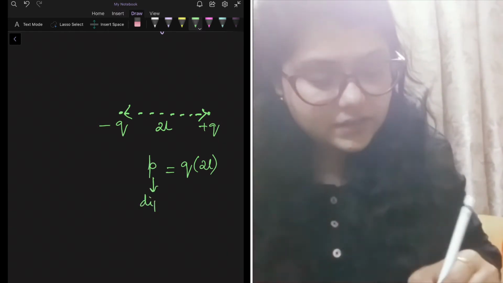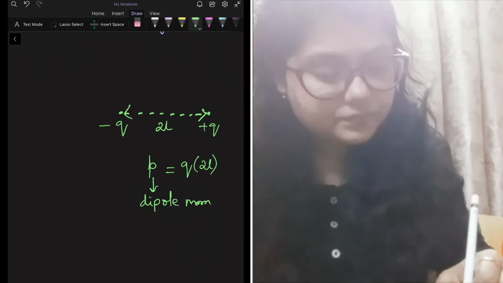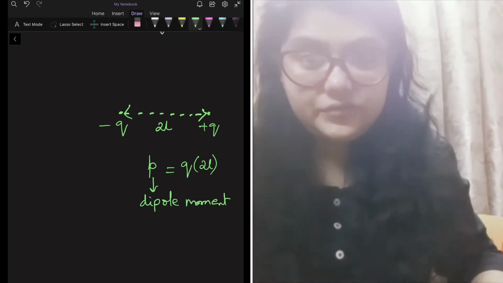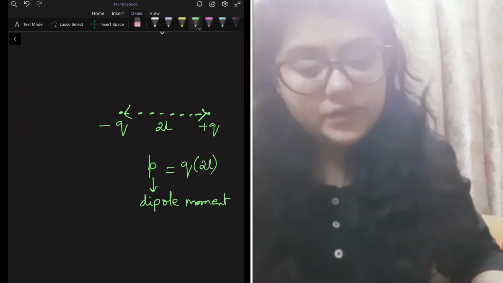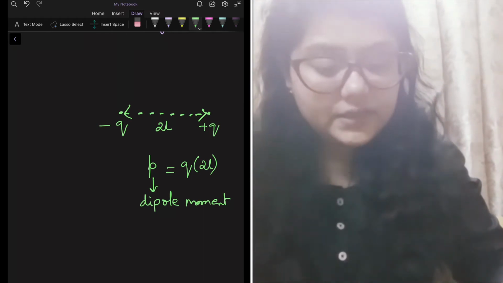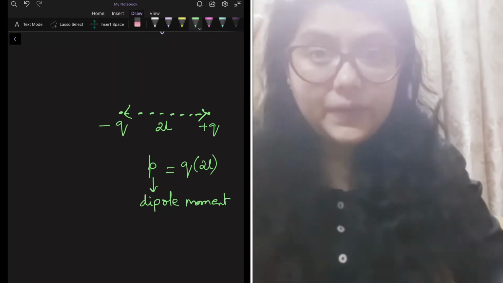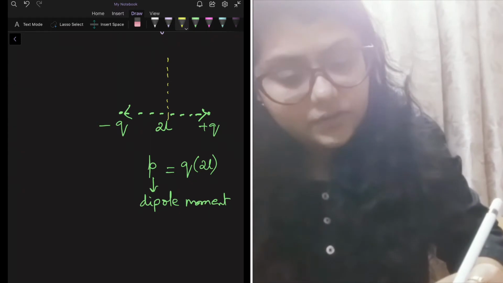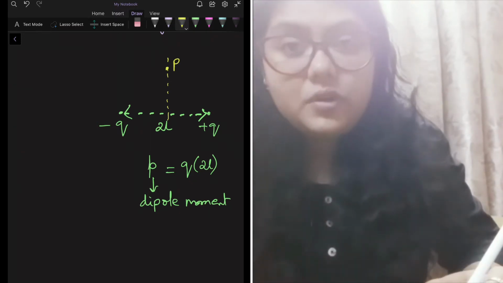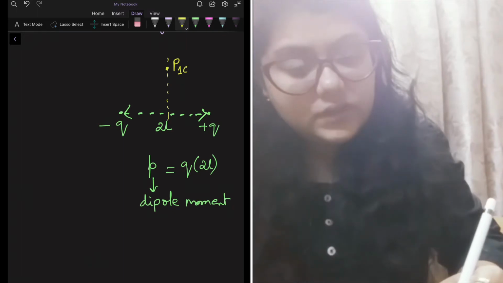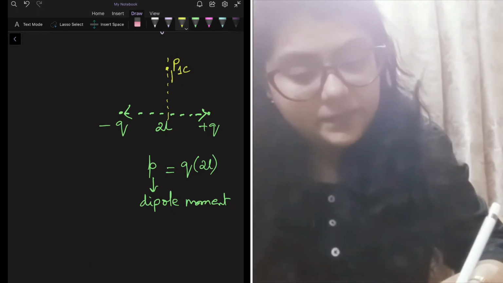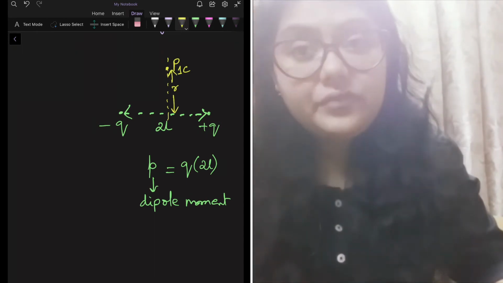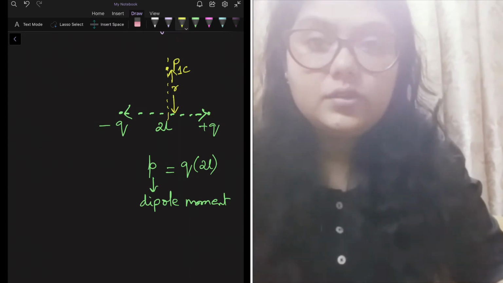Let me write it here. This is my dipole moment. It is a vector quantity directed from the negative charge to the positive charge. Anyways, what we are going to do in this problem is draw a perpendicular bisector to this 2L. Let us draw. And I am choosing a point here which I am calling P, and I am placing my 1 coulomb charge at point P. Mind it, point P I am taking at a distance r from the center of the dipole. My question is: find the net force acting on this 1 coulomb charge.